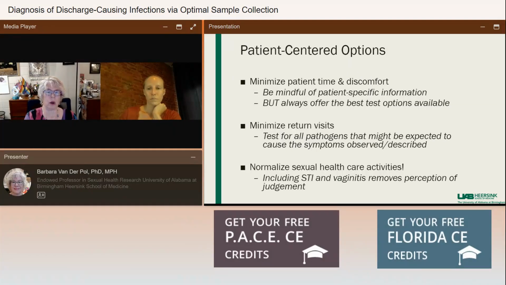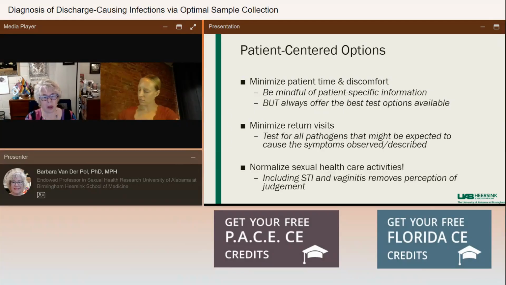And I think that if we go forward with a focus on patient-centered options, we can minimize patient time and discomfort, and we can be mindful of patient-specific information, including cultural constraints. But for each patient, we should offer the best test option available. And so unless there's a reason that they don't want vaginal swabs, that's what you should be offering first. You should minimize return visits by testing for all pathogens that might be expected to cause the symptoms that are being observed. So that just is common sense.